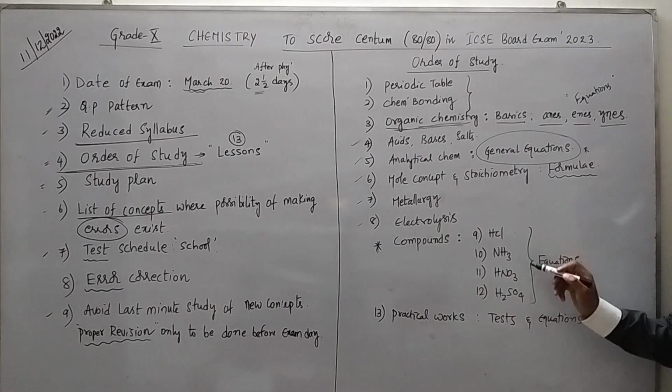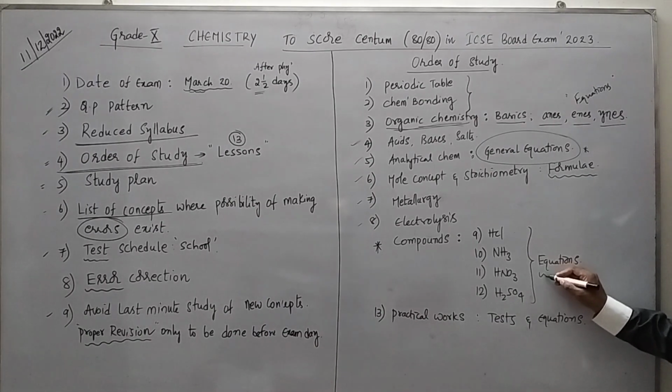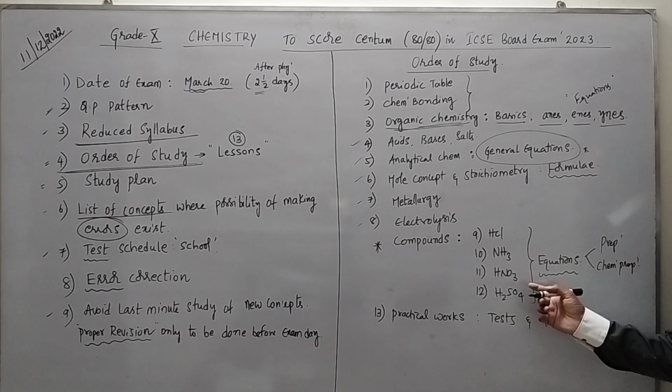So HCl, ammonia, nitric acid and sulfuric acid. These four, make all the equations. So we get important things from preparation and chemical properties. So be very thorough in these two. So we have to make proper notes for this.